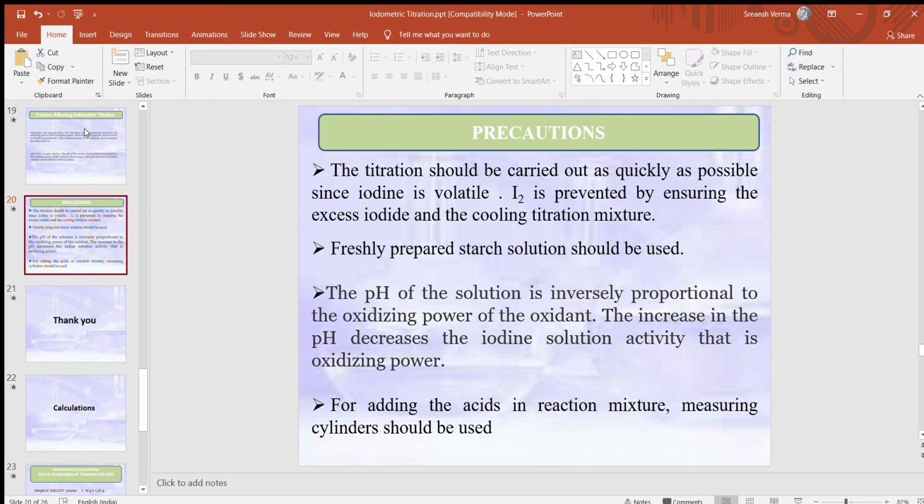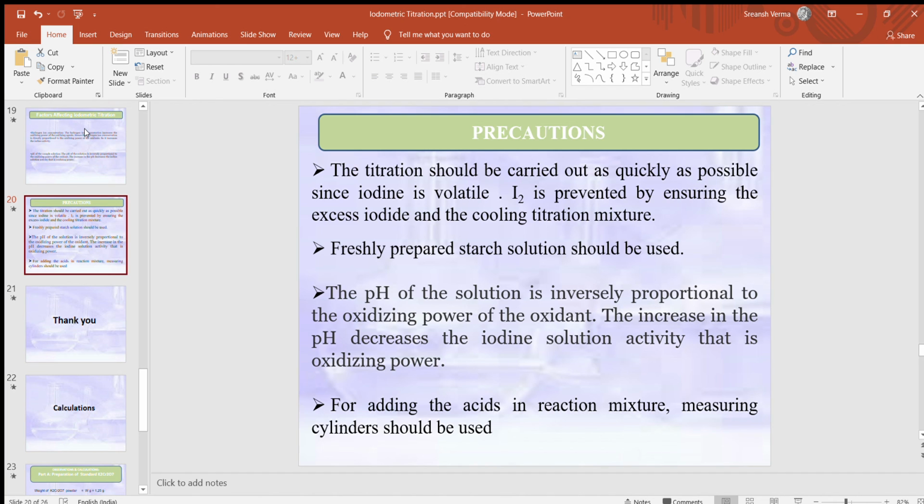And the precaution part: the titration should be carried out as quickly as possible because iodine is volatile. To prevent loss of iodine, we are using cold conditions, and also we are putting excess iodide over there. Number two, always use a freshly prepared starch solution because it shows hydrolysis or decomposition. Next, for adding any kind of acids and KI solution in the reaction, we need to use measuring cylinders.